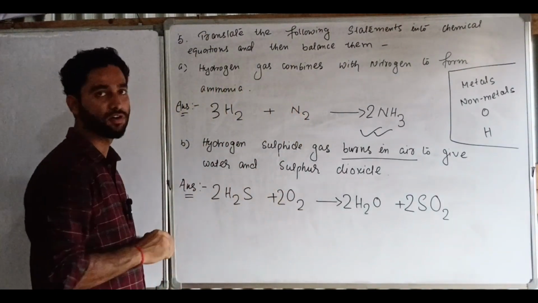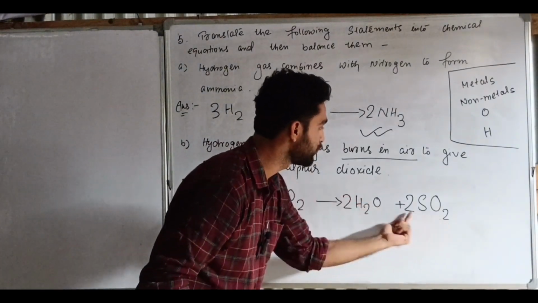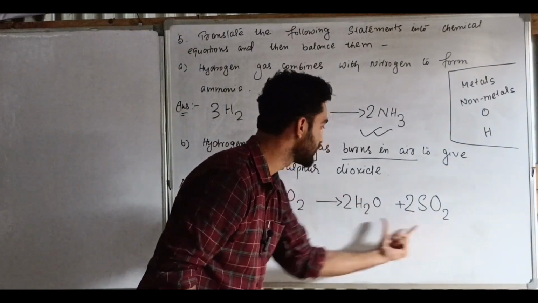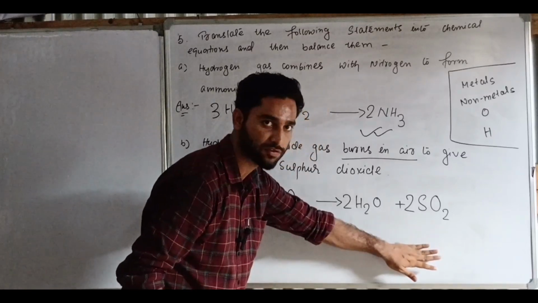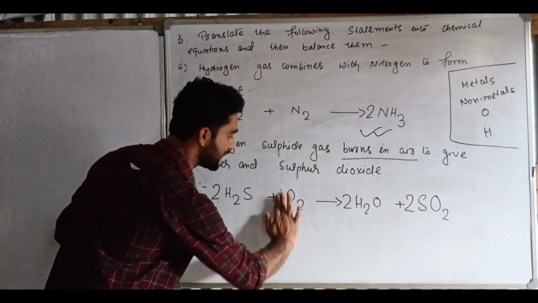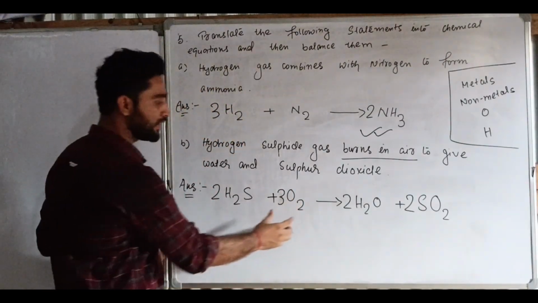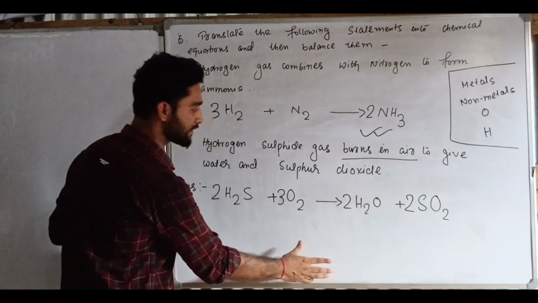Now count the number of oxygen. Here you see 2 to the 4 oxygen because these two will be multiplied. So 4 oxygen plus 2 oxygen. So right hand side 6 oxygens are present. Left hand side how many? 4. So this side oxygen is less. So write 3 here. Now you see left hand side oxygen became 6.